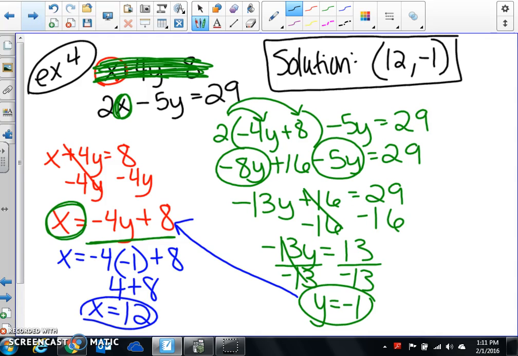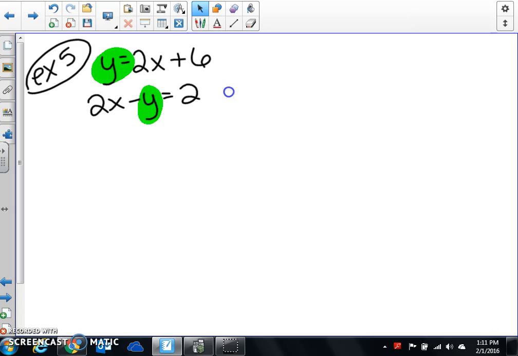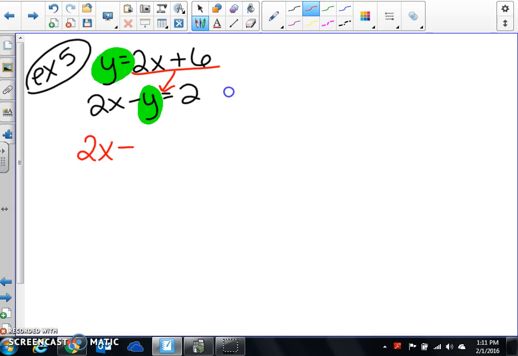Okay, 2 more examples. All right, lucky for us, they gave us a y equals equation. So y equals, I'm going to plug it in here. So I take this and I go there. So 2x minus, my y value is 2x plus 6, and then equals 2. Now I have to distribute this negative 1. So let's just rewrite 2x.